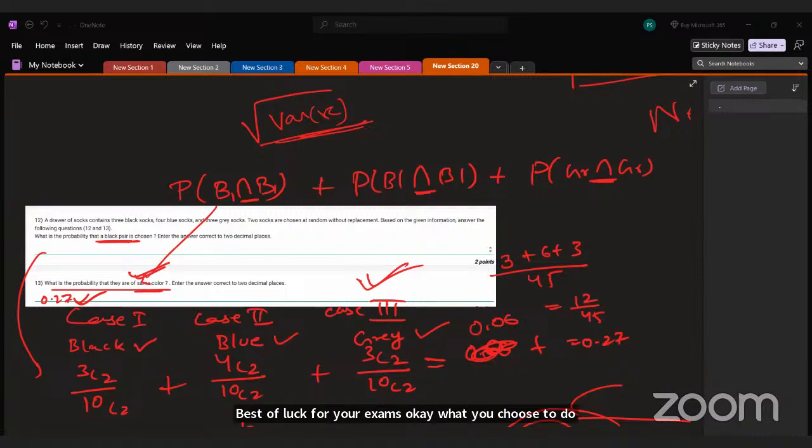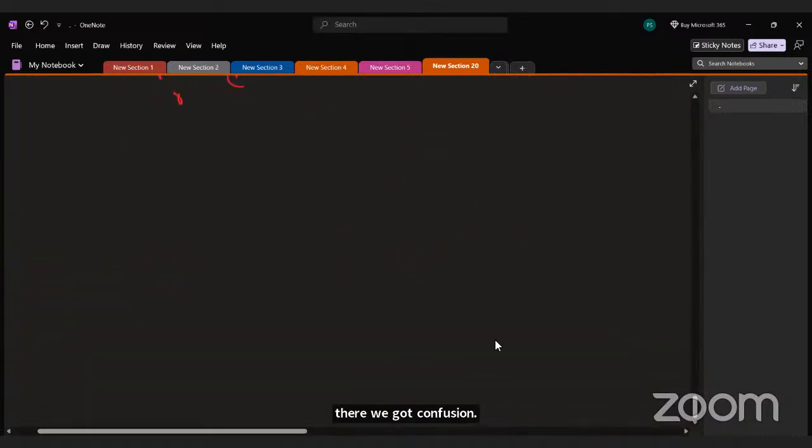But we have a doubt in applying a formula, sir. Which formula? Law of something. In the question we have done, P of C equals P of B1 intersection C plus some. Law of total probability? Yes, sir. There we got confusion, sir. Where to use that formula? Law of total probability basically.